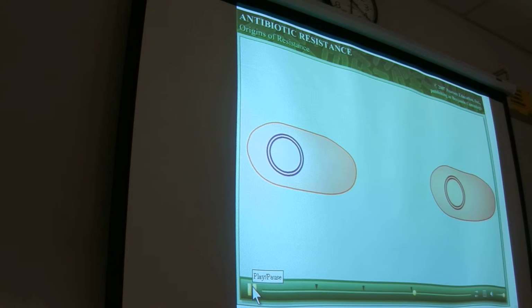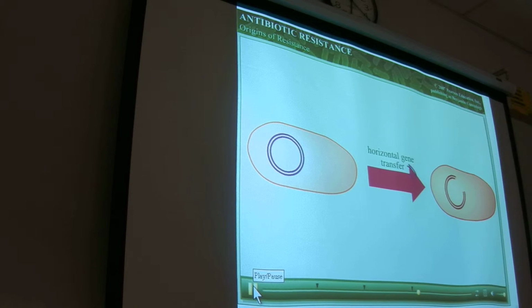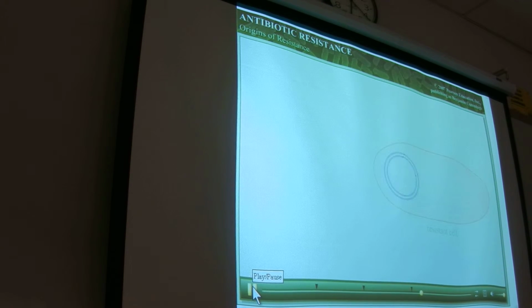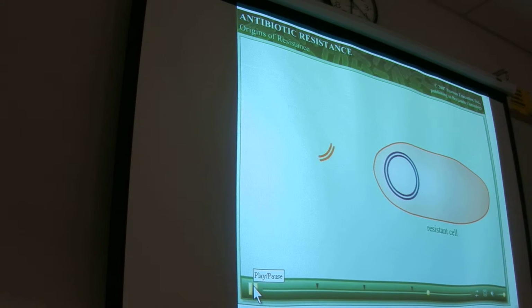Bacteria can also acquire resistance genes by horizontal gene transfer. One type of horizontal transfer is transformation, in which a cell picks up a piece of DNA from its surroundings.